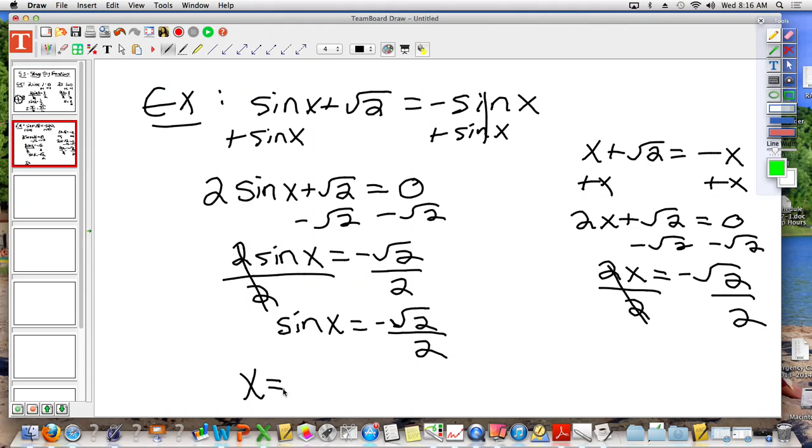So would we come up with, you guys, 5 pi over 4 and 7 pi over 4. Those are the two values of x that make the sine value negative square root of 2 over 2.